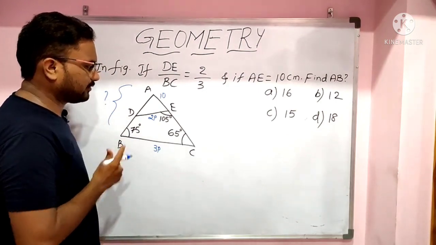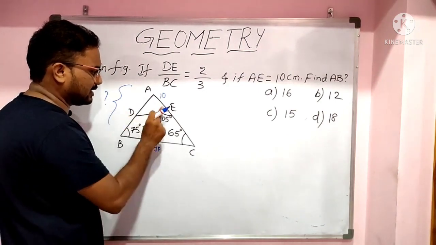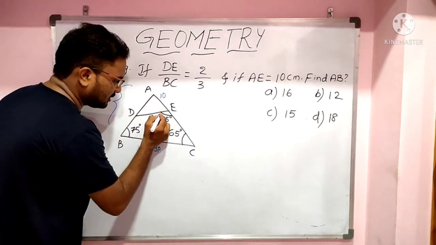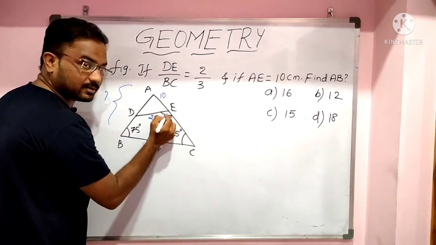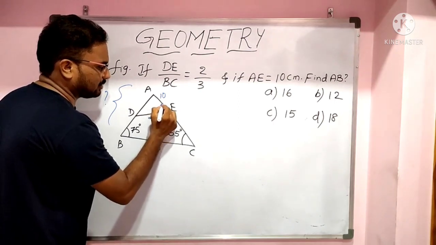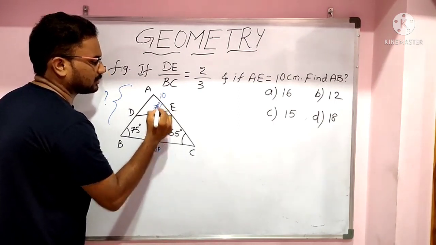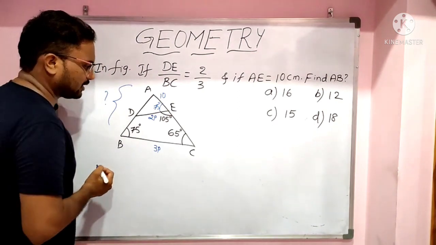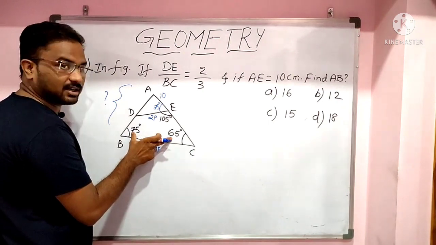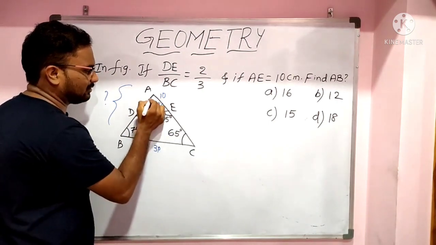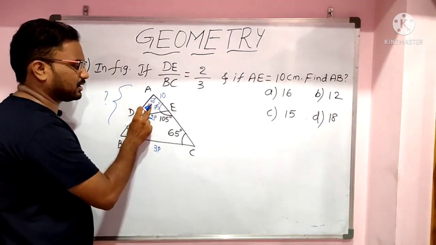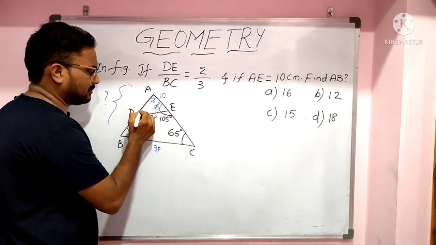If you observe these two triangles, triangle ADE and triangle ABC, here this angle is 105. So the total angle is 180, it is a straight angle, so this angle will be 75 degrees. The sum of these two is 70 plus 60, 130, plus 10, 140. So this angle will be 40. This angle is 75, so this angle will be 65.